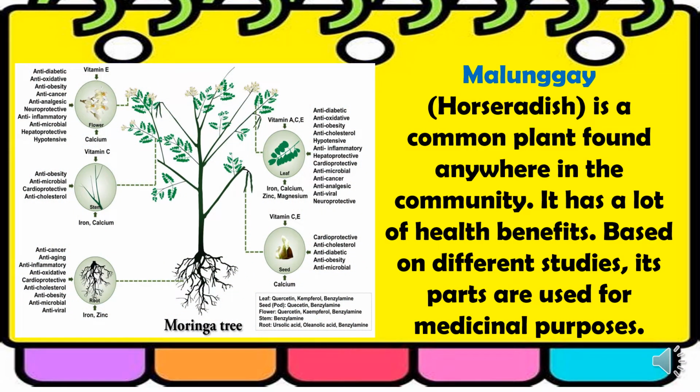Malunggay or horseradish is a common plant found anywhere in the community. It has a lot of health benefits. Based on different studies, its parts are used for medicinal purposes.